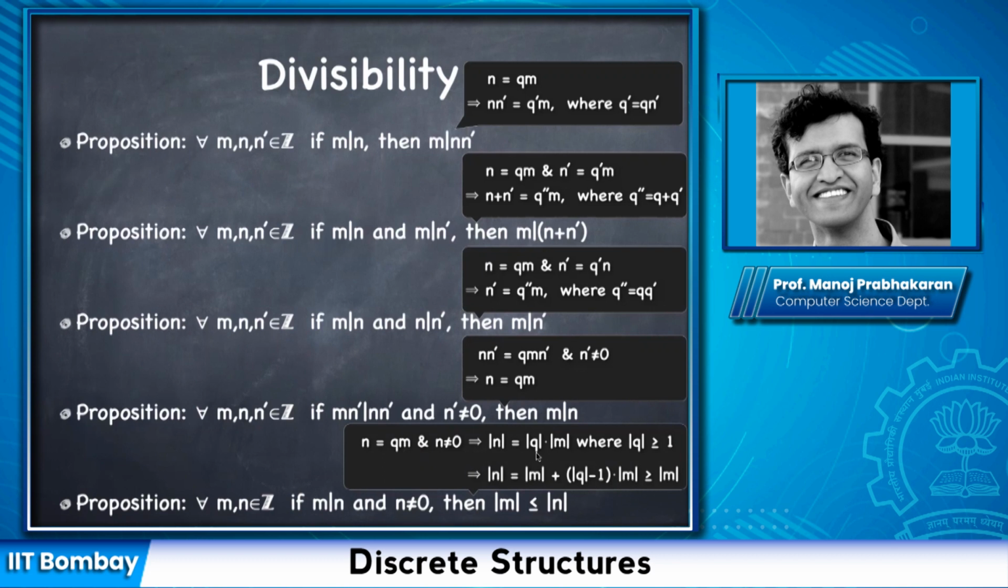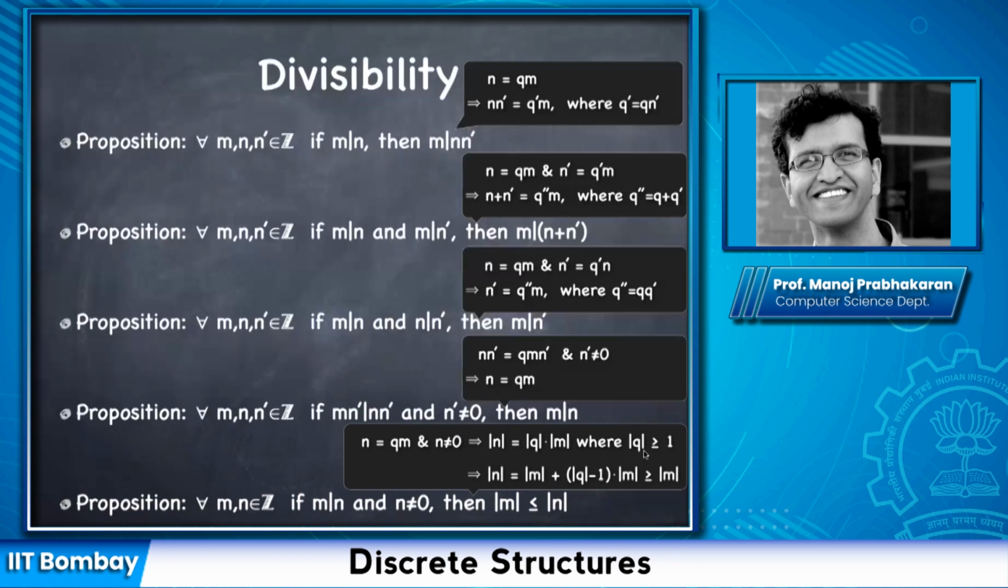And since n not equal to 0, I know that this q cannot be equal to 0, because if it were, then n would be equal to 0. So q is a non-zero number, and the absolute value of q is therefore greater than or equal to 1. And I use that to say that I can take an m out of n. I can write it as m plus (absolute value of q minus 1) times m, where the absolute value of q minus 1 is something non-negative, right?